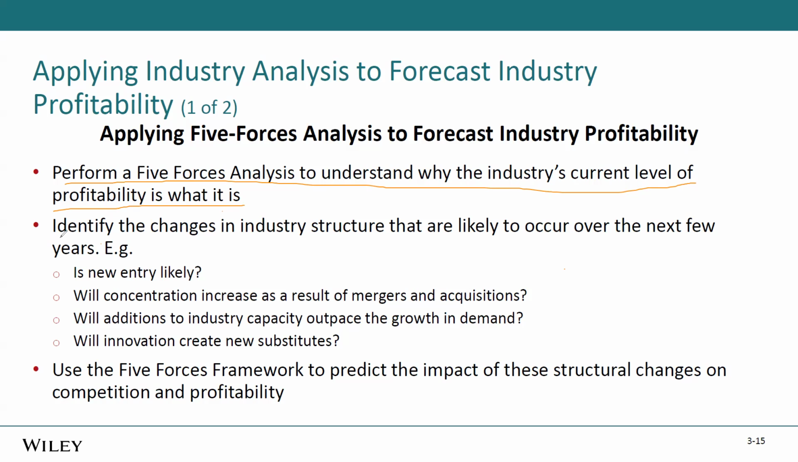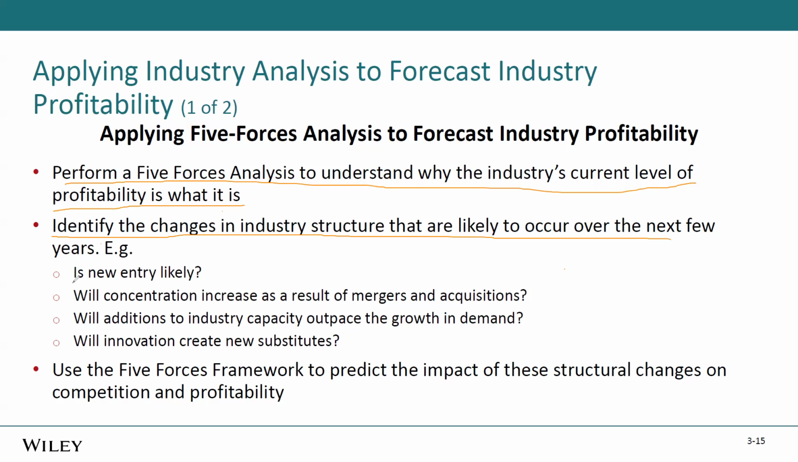But it's not just a static analysis. We also want to be looking forward when we do an analysis like this. We might decide, well, the industry we're in is currently quite profitable. Maybe we're making chips, GPUs that are booming because of AI. But maybe we want to say, well, is anything going to change over the next few years? It's very profitable now, but how do things look into the future?